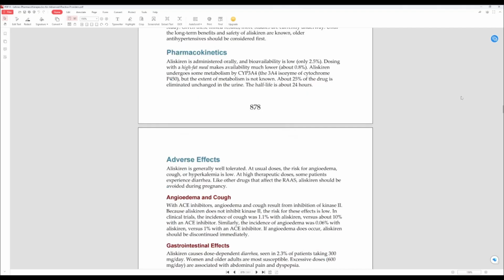Its pharmacokinetics. Aliskiren is administered orally, and bioavailability is low, only 2.5%. Dosing with a high-fat meal makes availability even lower, about 0.8%. Aliskiren undergoes some metabolism via the CYP3A4 isoenzyme of the cytochrome P450, but the extent of the metabolism is yet unknown. About 25% of the drug is eliminated unchanged in urine, and its half-life right now stands at about 24 hours.